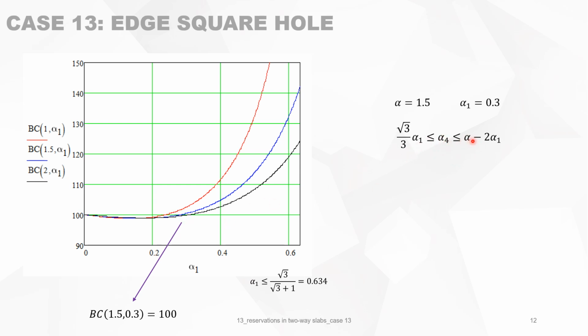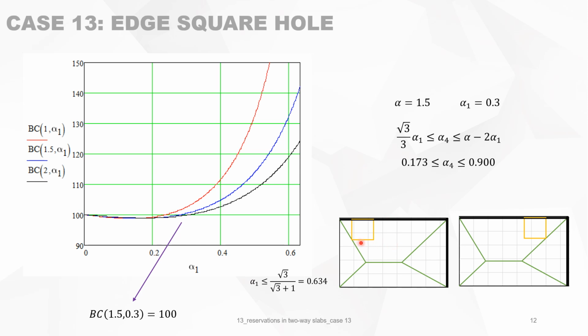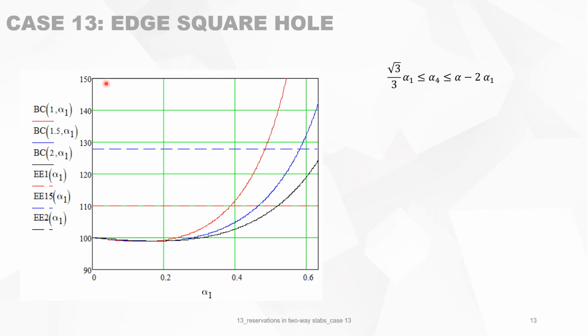Alpha 4 must be between those limits. But alpha 1 in our case is 0.3, so we fill in 0.3, and we see alpha 4 must be between those two values, which is possible, so this result is okay. And it corresponds with those two situations. That is the lower limit, and this is the higher limit. So you have the two limits where alpha 4 is moving between. Now let's look into that.